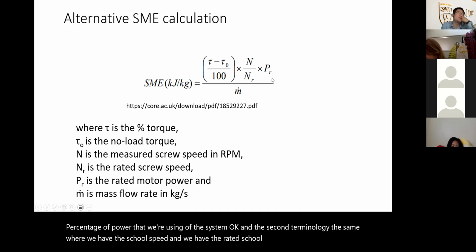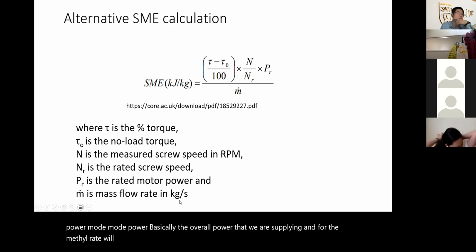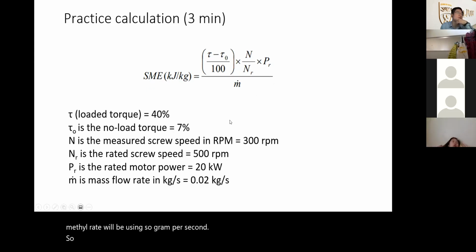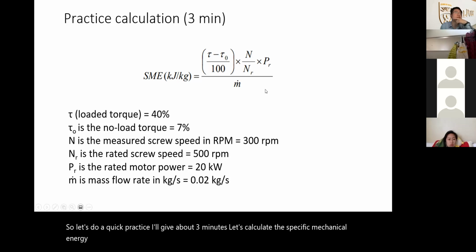And PR is the rated motor power. Basically, it's the overall power that we are supplying. And for the mass flow rate, we'll be using kilogram per second. So very similar. Let's do a quick practice. I'll give you about 3 minutes. Let's calculate the specific mechanical energy, and we'll solve this together after 3 minutes.